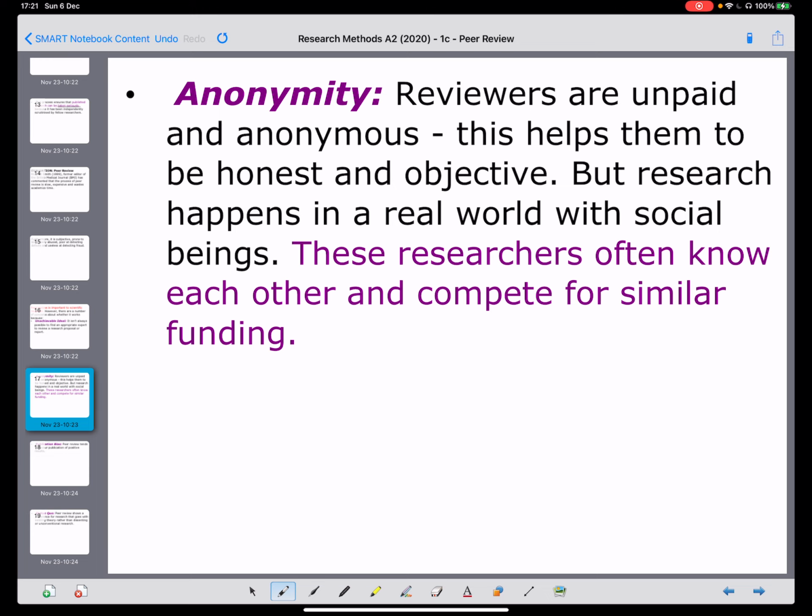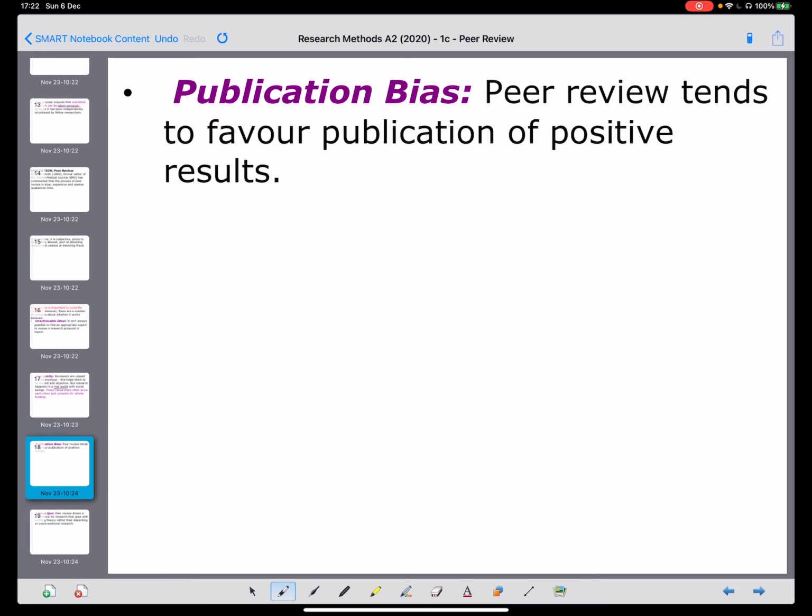Also, the question of anonymity, that's also a misnomer because, in my understanding, people who are specialists in particular fields often know each other. It says these researchers often know each other and compete for similar funding. So I can potentially know that if I'm going to write something, the peer review is going to come from somebody I either know, respect, like, hate. They might be going for similar funding as me, and so who knows what they are going to do in terms of delays in order to get that particular money. So therefore, of course, research happens in the real world, and we need to not forget this.